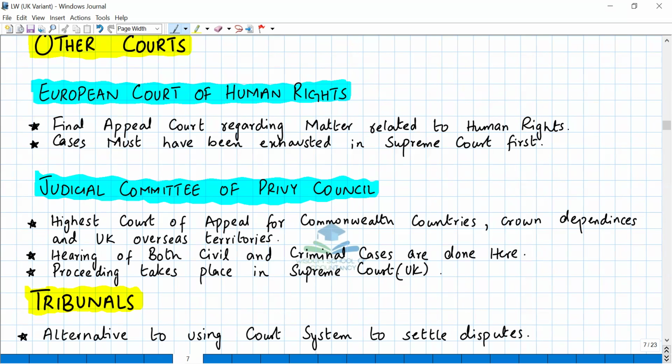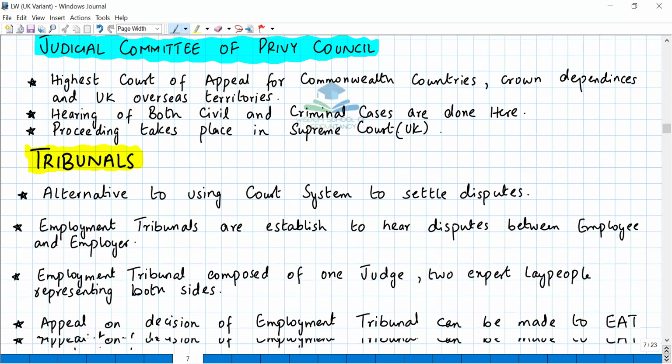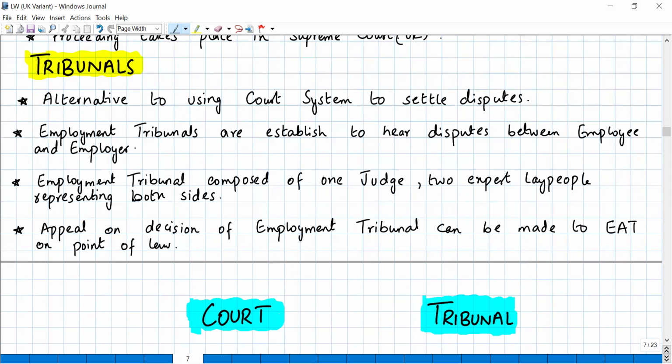Clear? Yeah. Now, then comes the tribunal. We just talked about the court. Now, a tribunal is an alternative to using the court system. Like, if I could explain the tribunal in easy words, for example, in our family, there are some elder people. If there are some disputes going on in the family, we go to those elder people and they make the decision, right? So the tribunal is kind of the same thing.